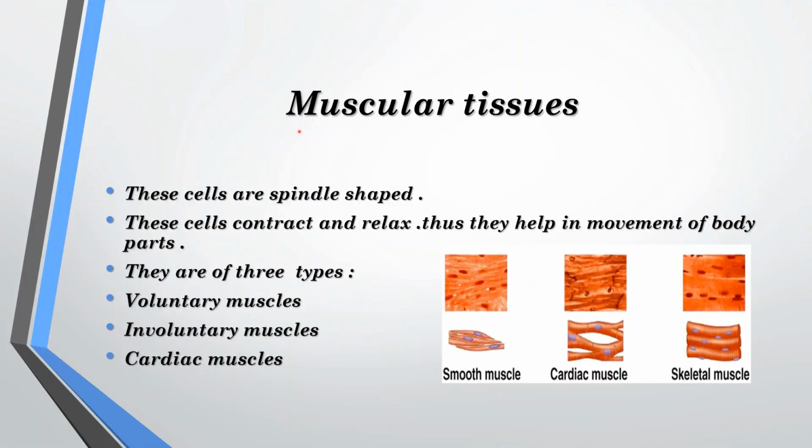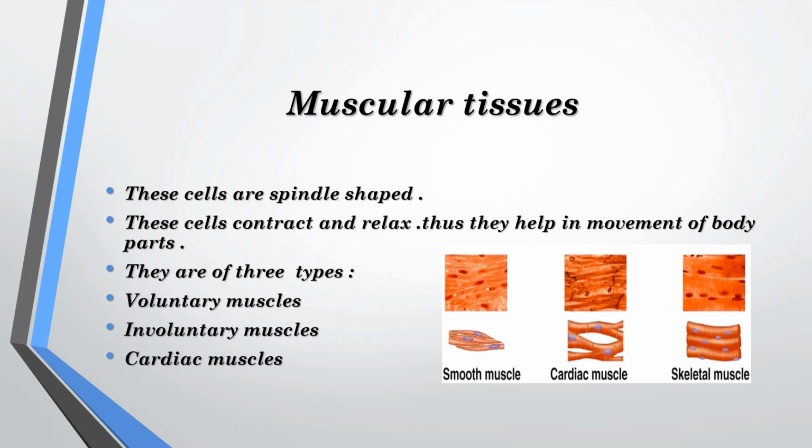Muscular tissues. These are spindle shaped. These contract and relax, thus helping in movement of body parts. They are of three types, that is voluntary muscles, involuntary muscles and cardiac muscles. These are involuntary muscles. Involuntary muscles are also called smooth muscles or unstriated muscles. Voluntary muscles are called skeletal muscles or striated muscles, and cardiac muscles are cardiac muscles itself.